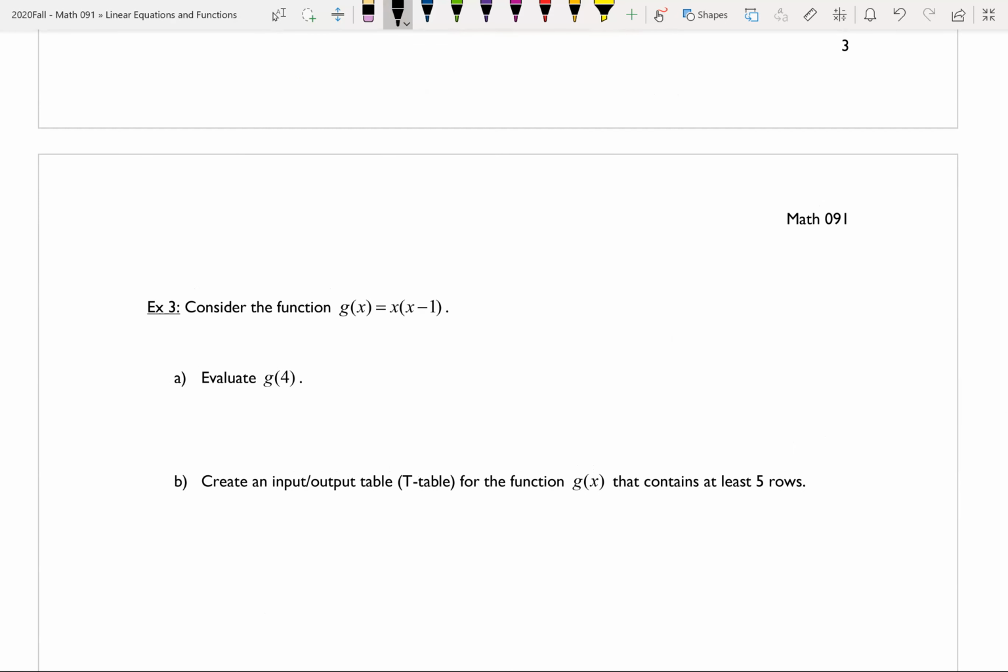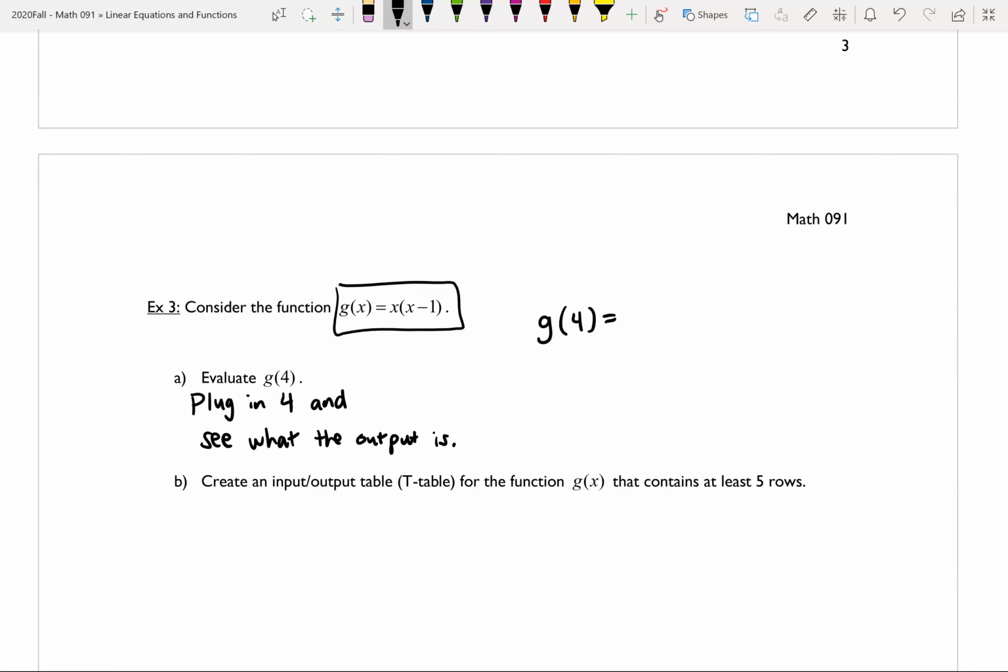Okay, example 3 says, consider the function g of x equals x times x minus 1. Evaluate g of 4. This is another way of saying plug in 4 and see what the output is. This function that we have here is actually one that we saw in a previous outline, and it was related to the snail mail group sending letters. So in the context of that problem, this is actually saying, if we have 4 people in a group, how many total letters would be sent?